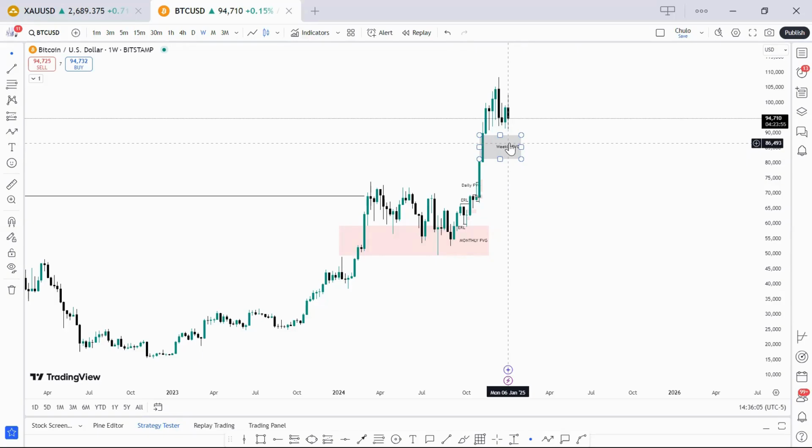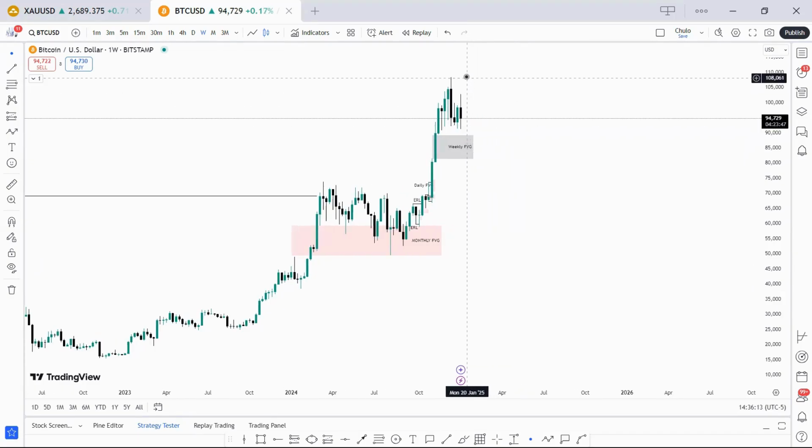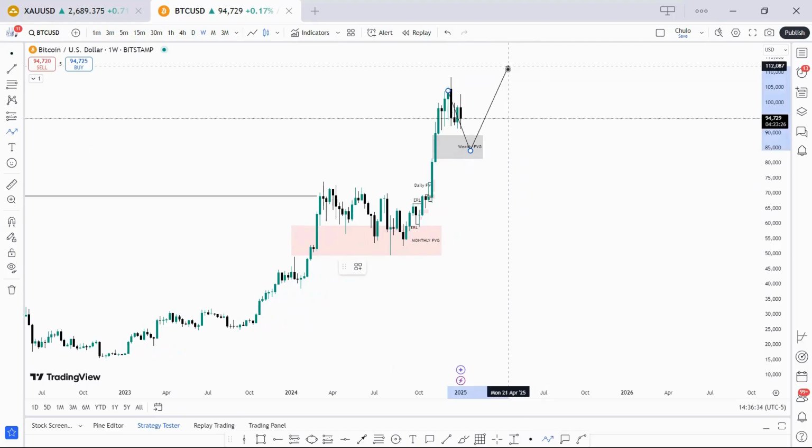So that means the probability of this going to that extreme order block up there on the daily, it has to come back to that weekly fair value gap before it can probably reach that point. Yes. Now this is what I'm expecting BTC to do: drop from here and go up, probably to 112,000, 115,000 or so. Wow.